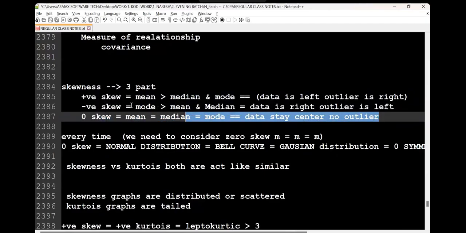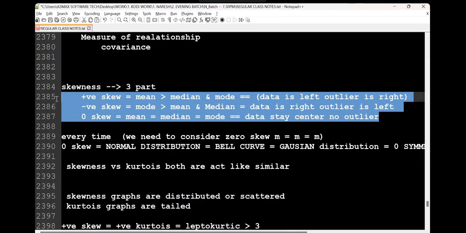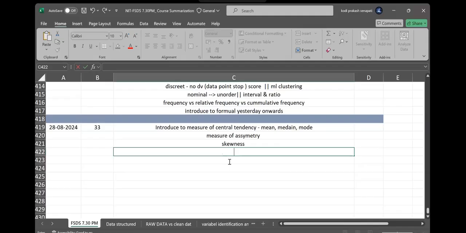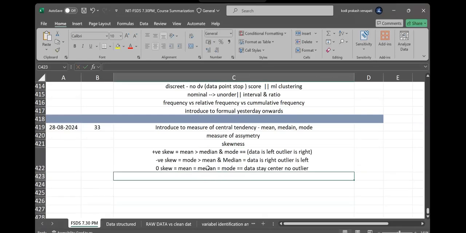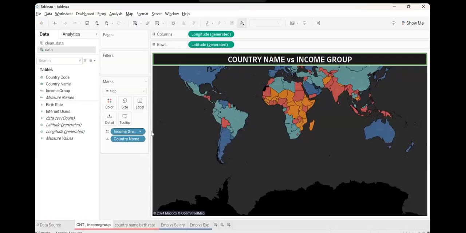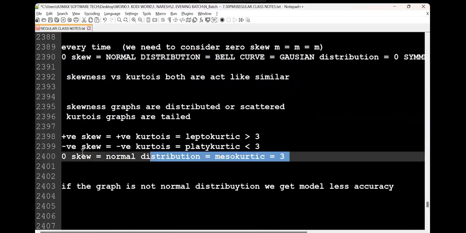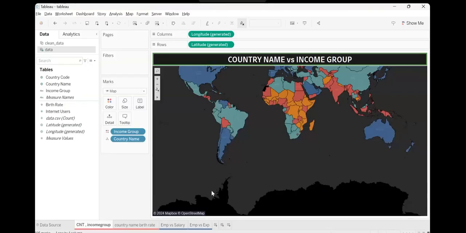We get positive skew when the mean is greater than the median and mode. The data is on the left and the outlier is at the right. So we have positive, negative, and zero skew. We did this, isn't it? And this we also covered yesterday.